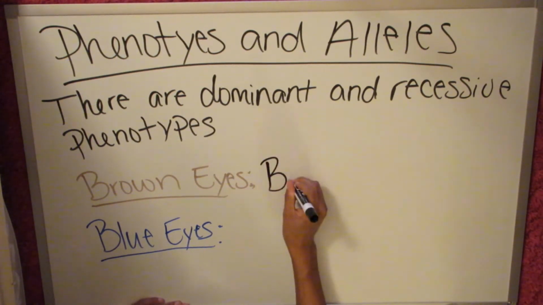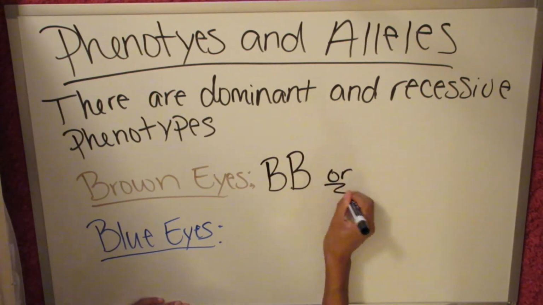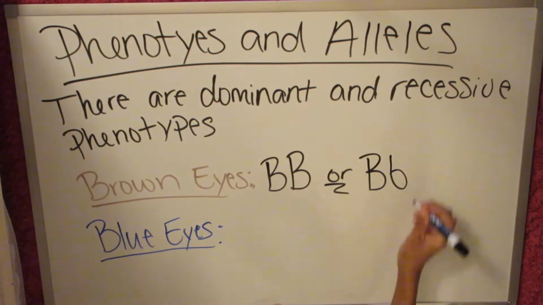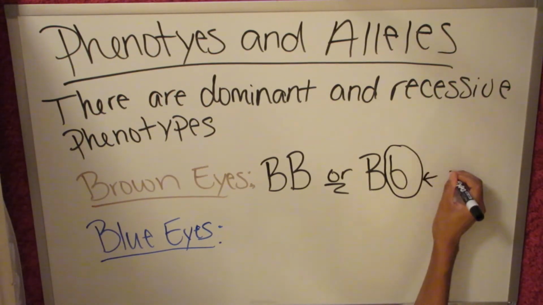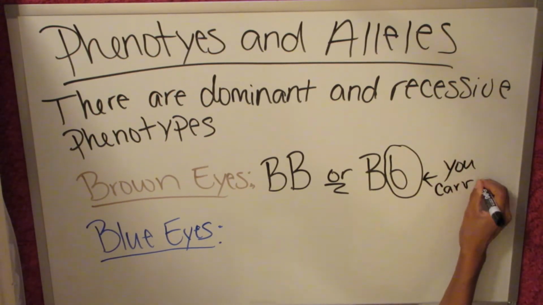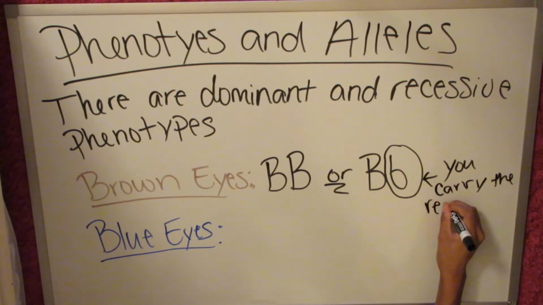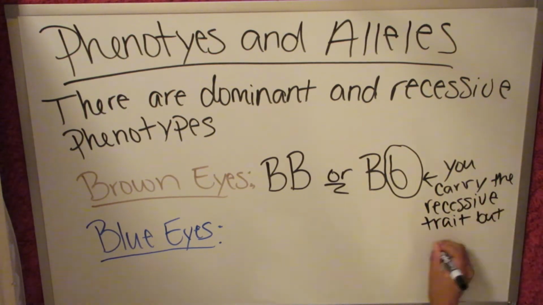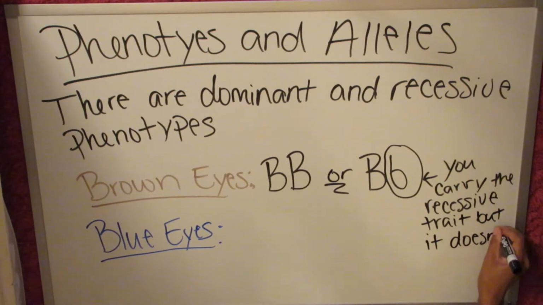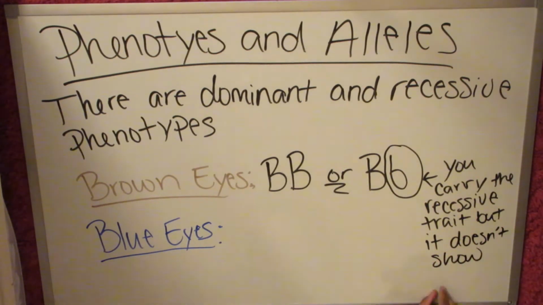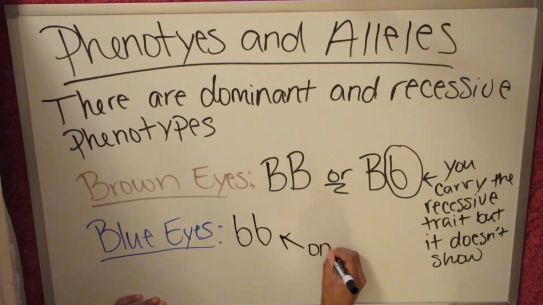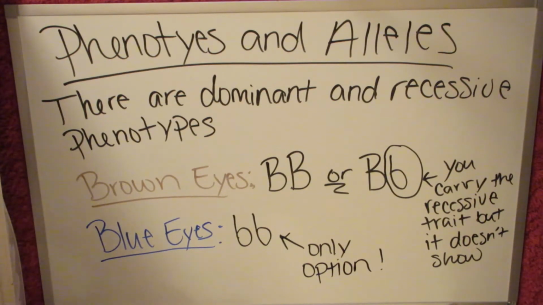So if you have brown eyes, you can either be big B or big B little b. If you are big B little b, that means that your phenotype is brown eyes, but you carry the recessive trait for blue eyes. It doesn't show, but it's like in the background, you carry the trait to maybe potentially have an offspring with blue eyes one day. If you have blue eyes, you are little b little b. That's your only option. It's nothing else.